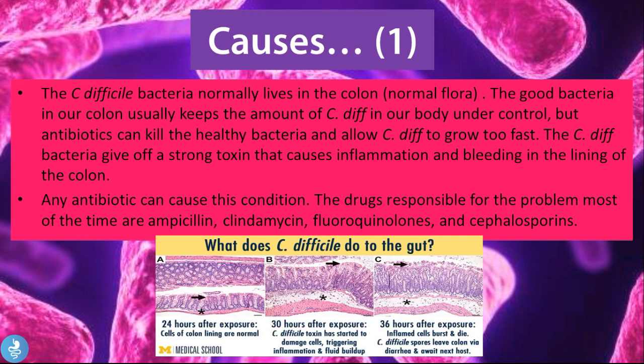The C. diff bacteria give off a strong toxin that causes inflammation and bleeding in the lining of the colon. Any antibiotic can cause this condition. However, the drugs responsible for the problem most of the time are ampicillin, clindamycin, the fluoroquinolones, and the cephalosporins.